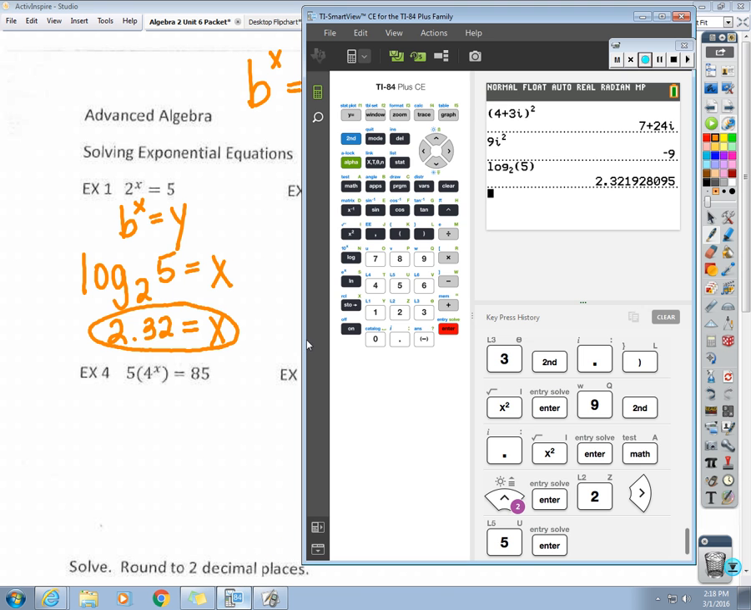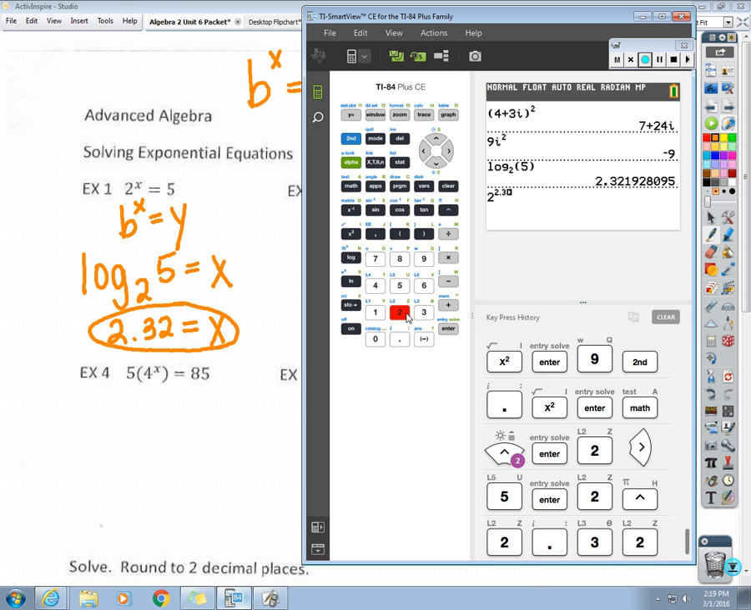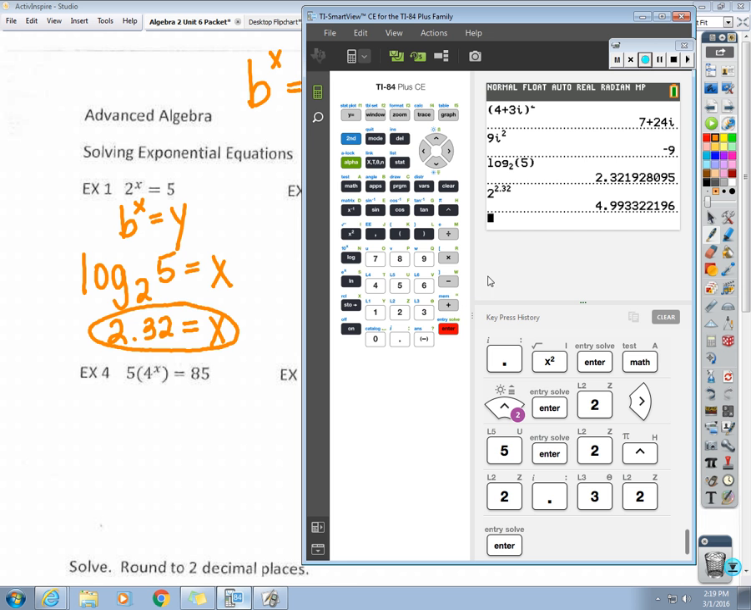Okay, I'm going to show you how to check these. Okay, so look up at the board so you can see me type it in. Remember, the original question was 2 to the x power equals 5. 2 raised to the x power, which we're saying is 2.32, equals, isn't that basically 5? Why do you think that it doesn't say 5 exactly? Right, like we only wrote 2.32.